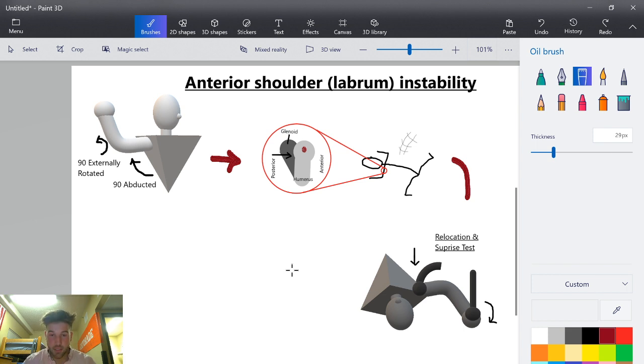That's really it. That's all I can really say about the anterior shoulder instability.